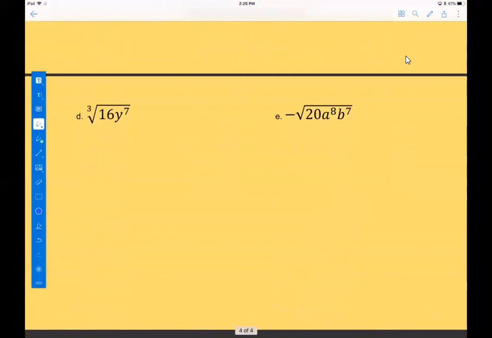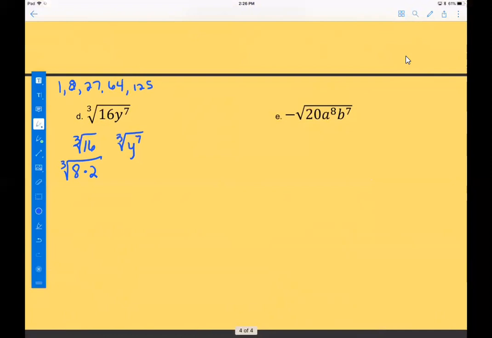Here we have the cube root. So I'm going to split this into the cube root of 16 and the cube root of y^7. This time we're thinking of perfect cubes. I'm going to list the first 5: 1, 8, 27, 64, and 125. Now 16 is not a perfect cube, but 16 does contain a factor that is, which is 8. 8 times 2 will give us 16.